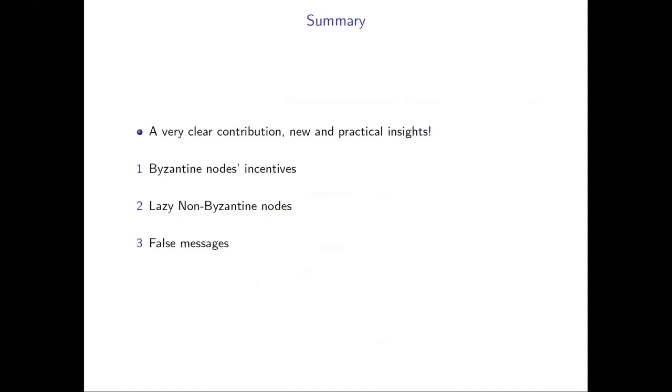So I think it's a very clear contribution. There are new insights and very practical insights. So my comments are in these three areas, again, largely about extensions and some discussion, one paragraph or two. But I think the paper is quite complete already at this current stage.